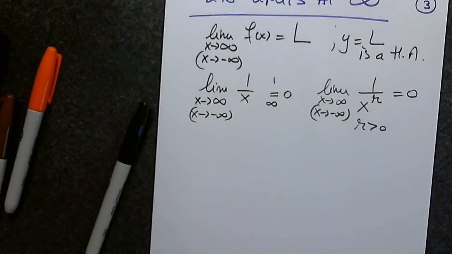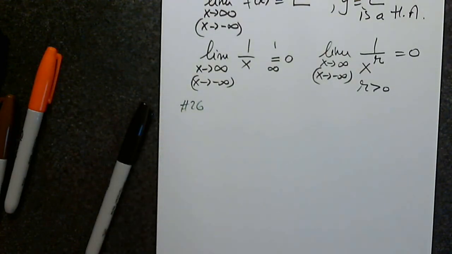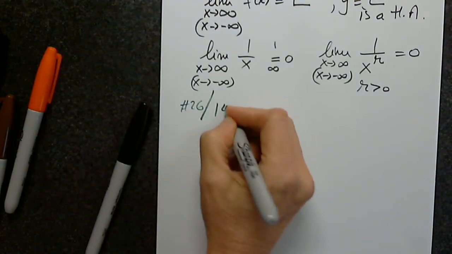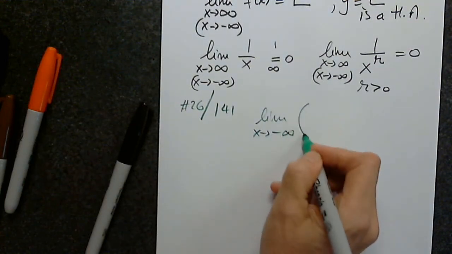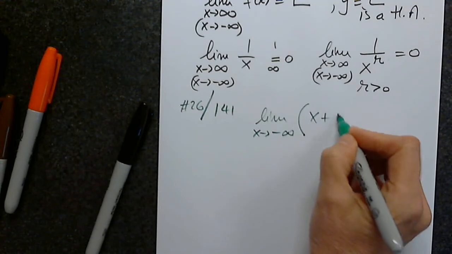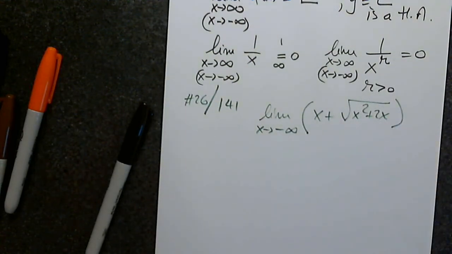Okay? So which one did we pick? What was the page? Page 141, number 26. So we want to look at 26 on page 141. We have the limit as x approaches negative infinity of x plus the square root of x squared plus 2x.